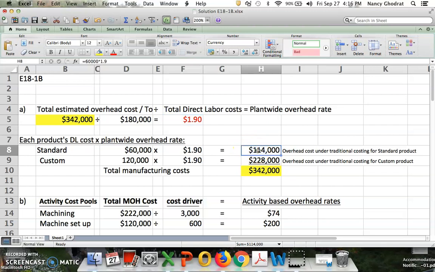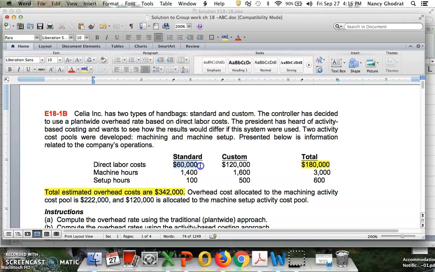Now, if we use $1.90, we would allocate out of the 342,000 total, 114,000 to a standard handbag and 228,000 to custom handbag. How did we come up with that? We took this direct labor cost that were given to us for each product, and we basically multiply it by the plant-wide overhead rate. The direct labor cost, if you remember, based on the facts, were 60,000 for the standard product and 120,000 for the custom product.